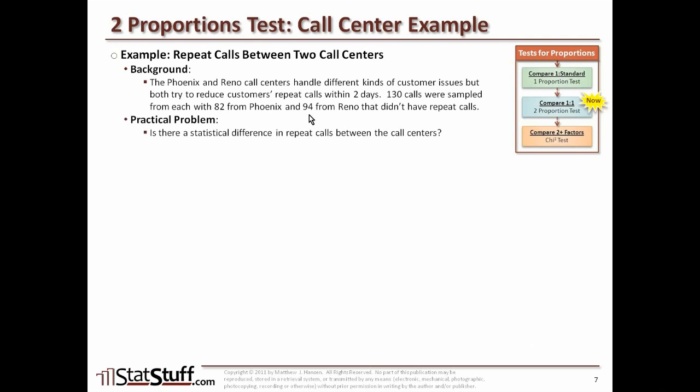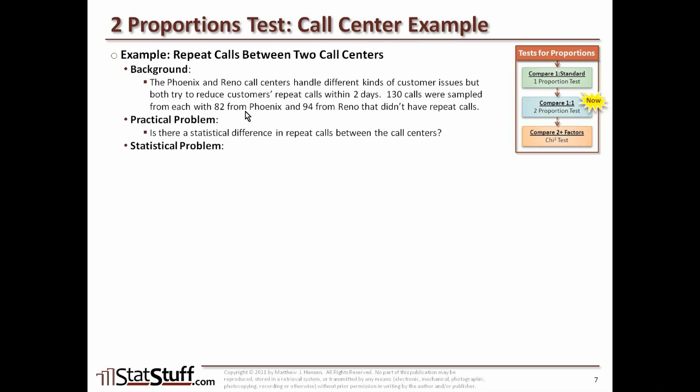Well, the practical problem we want to ask ourselves is: is there a statistical difference in the repeat calls between the call centers? On the surface, it looks like Reno is performing better because 94 out of their samples were good. That is, they had no repeat calls. And 94 seems to be much higher than Phoenix at 82. So based off of the sample, it looks like Reno is performing much better. But what we want to figure out is, is there a statistical difference? Is Reno statistically different and better than Phoenix?